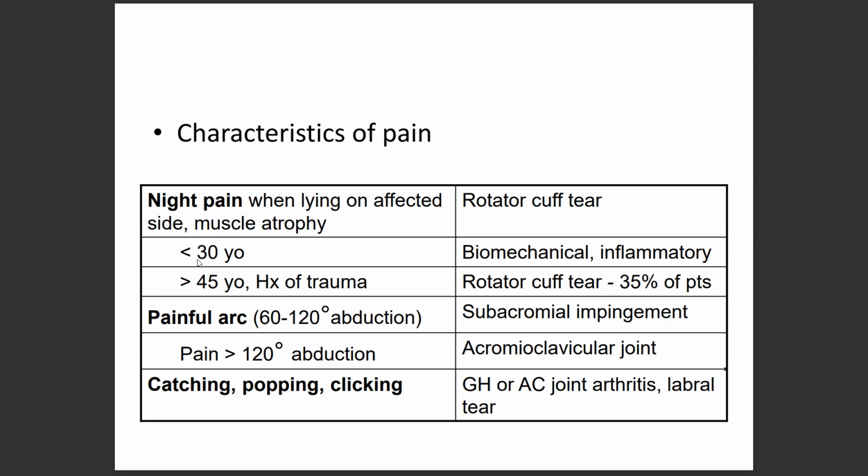Painful arc, as we discussed previously, would be present between 60 and 120 degrees of abduction. There will be no pain just below 60 degrees abduction and no pain when the person goes beyond 120 in lateral abduction. If the painful arc is present between 60 and 120, that indicates the person has subacromial impingement. And if the pain is there beyond 120 abduction, it indicates the problem is in the AC joint, the acromioclavicular joint, as the pathological site.